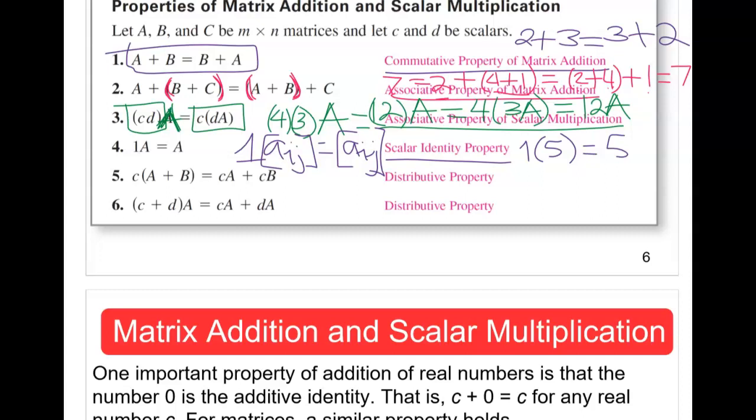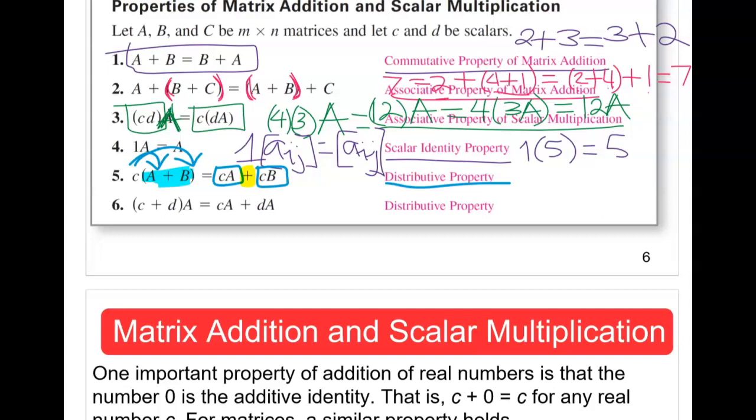Then we have the distributive property. For this one, what we're distributing is the constant. So we could distribute the constant to A and then to B, like you have here, and then we can add the two matrices. Or we could first add the two matrices and then distribute the constant after. Either way, they are equal, and that is the distributive property.